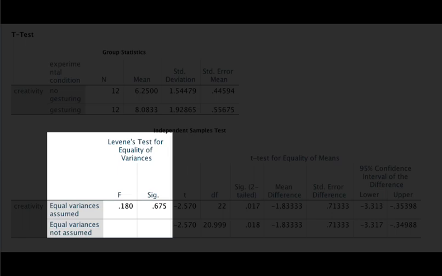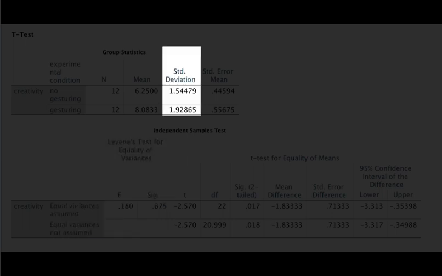We're actually looking for a p greater than 0.05 because that would tell us that our variances are about the same or that we can assume equal variances. In other words, that our standard deviations for each of our groups are about equal.